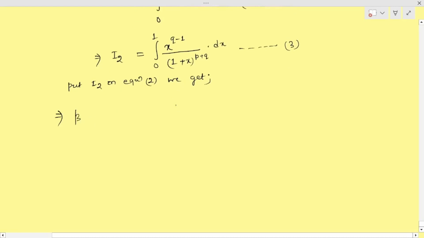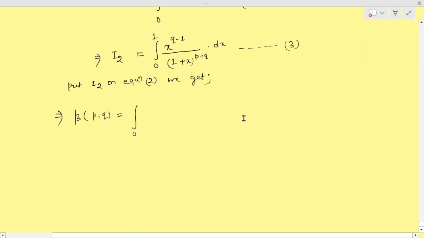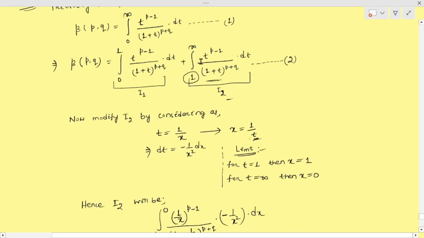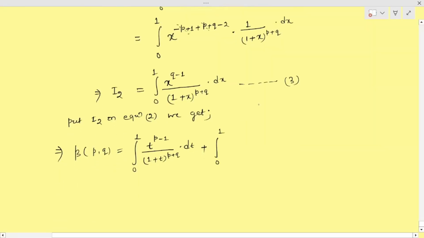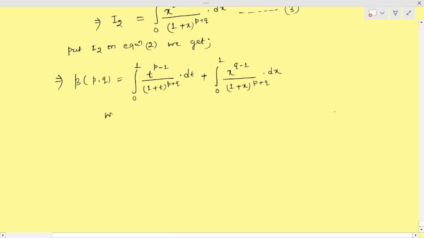So that implies beta pq will be equal to 0 to 1 t to the power p minus 1 by 1 plus t to the power p plus q dt, right. Plus the value of I2, which we got here, I directly write here instead of this one: 0 to 1 x to the power q minus 1 by 1 plus x to the power p plus q dx. Consider this is your equation number 4.